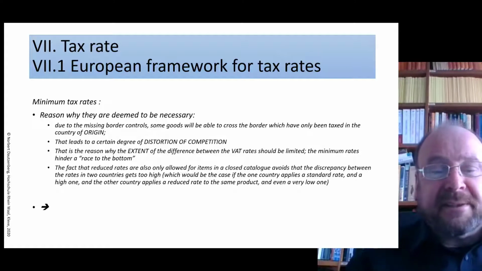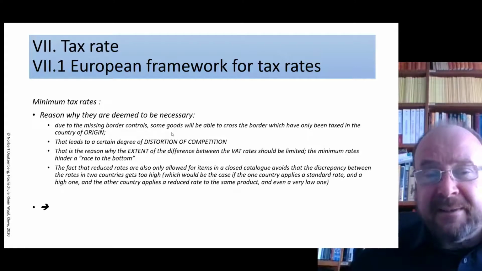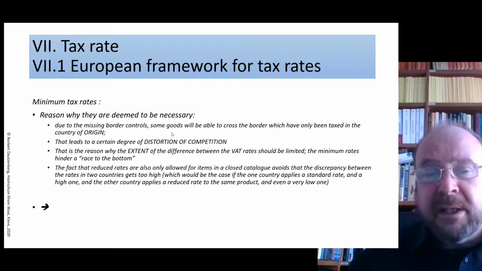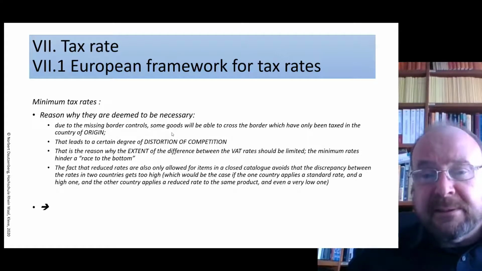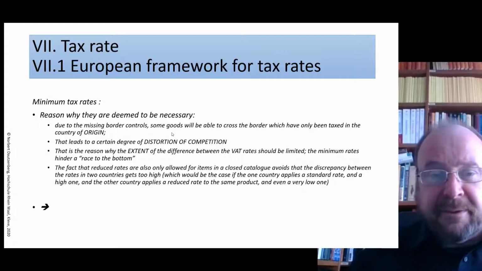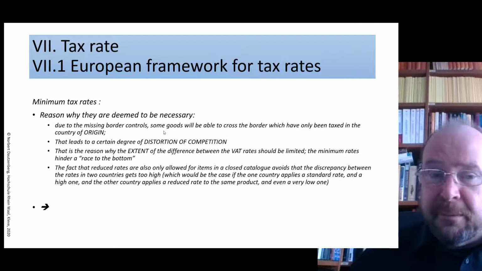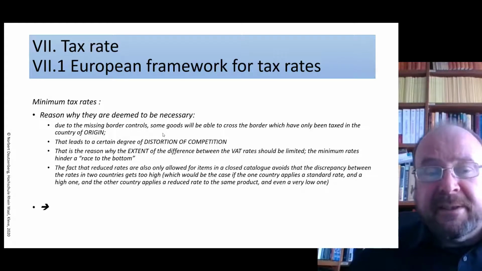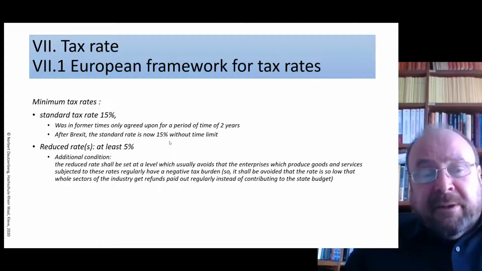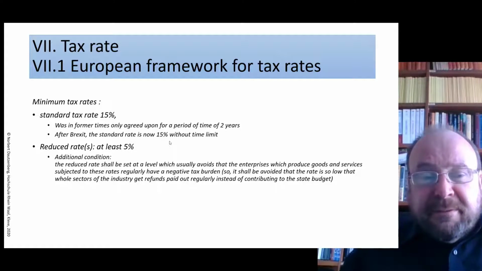So the idea is also the minimum tax rates for reduced rates and the limited catalog for reduced rate items automatically limits the distortive effects of different rates in the market. It hinders them from becoming too high. The minimum tax rate in the EU is 15%.